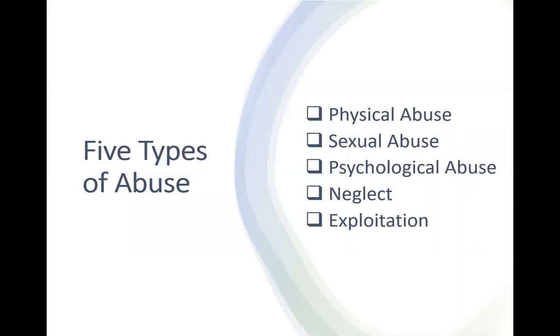There are 5 types of abuse which can occur. We are going to define and provide examples of each of the 5 types of abuse. The 5 types of abuse include physical abuse, sexual abuse, psychological abuse, neglect, and exploitation.